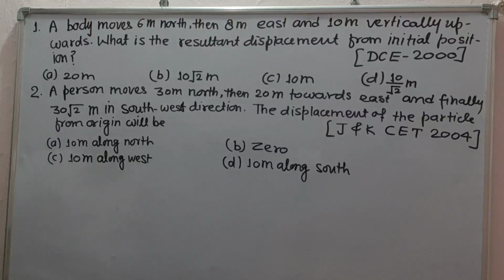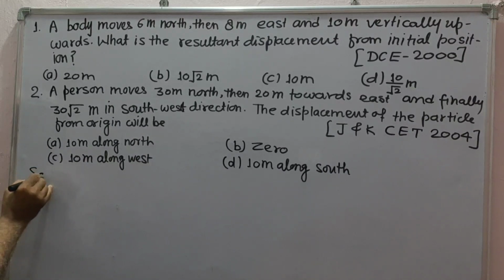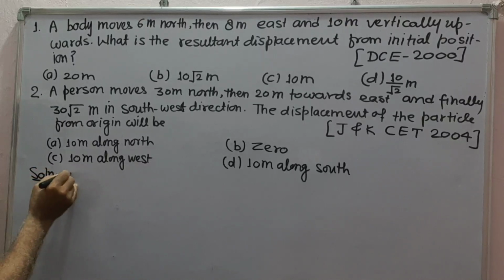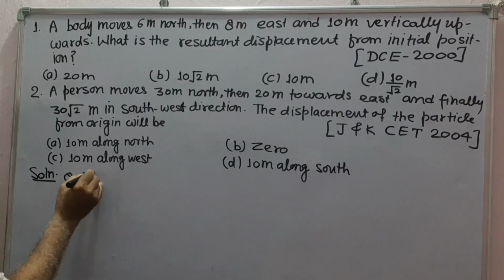Now question number 1. A body moves 6 meter north, then 8 meter east and then 10 meter vertically upwards. What is the resultant displacement from the initial position? So, solution to question 1.